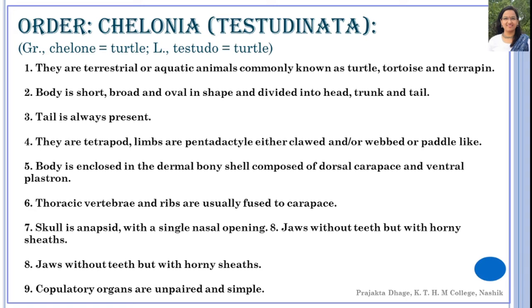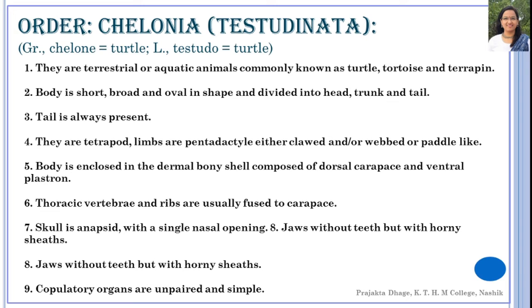Okay, so basically their body will be divided as head, trunk and tail, and the tail will be always present. So next one is their body. The skull is going to be anapsid type and with the single nasal opening. Now jaws are going to be without any horny sheaths, and the copulatory organs are going to be unpaired and simple.